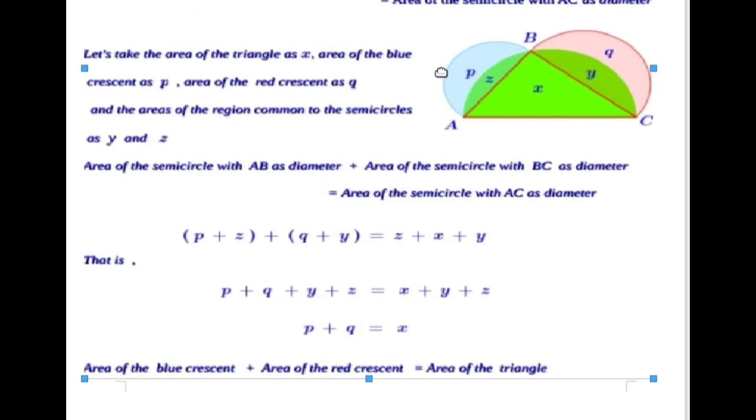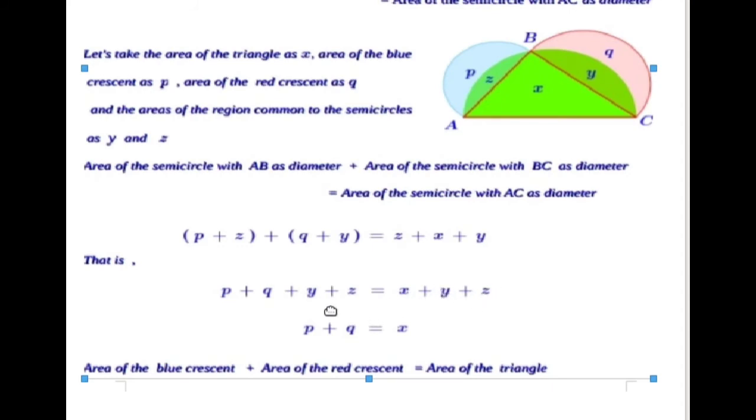Then what is the area from this figure? What is the area of this semicircle? The area of the semicircle is equal to P plus Z. Similarly, here we can see the area of the semicircle with BC as diameter is Y plus Q, and the area of the green semicircle is equal to X plus Y plus Z. So we have P plus Z plus Q plus Y is equal to Z plus X plus Y. Then here you can see P plus Q plus Y plus Z is equal to X plus Y plus Z.